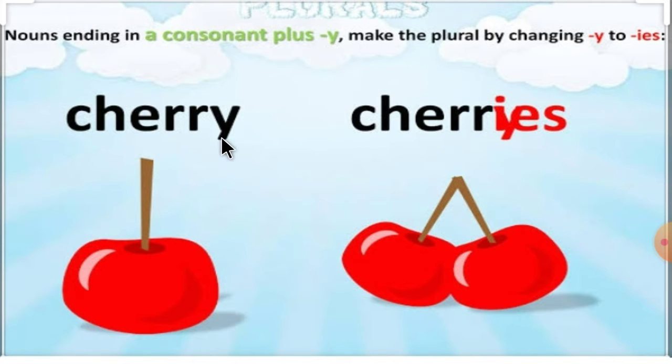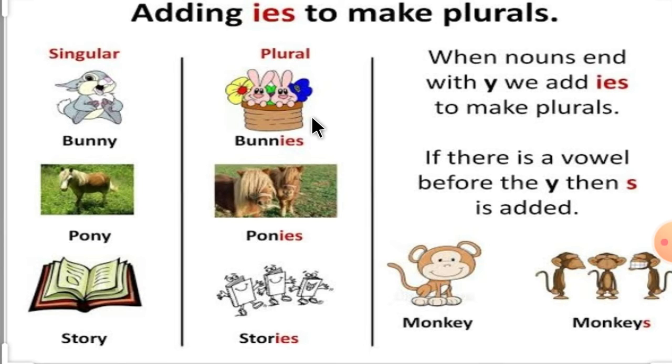Here at the end of the spelling is y, and before y there is a consonant, r. So y turns into i and we add es. Cherry, cherries. Right? Then adding ies to make plurals. So let's see. Bunny, bunnies. Y changes into i. Pony, ponies.